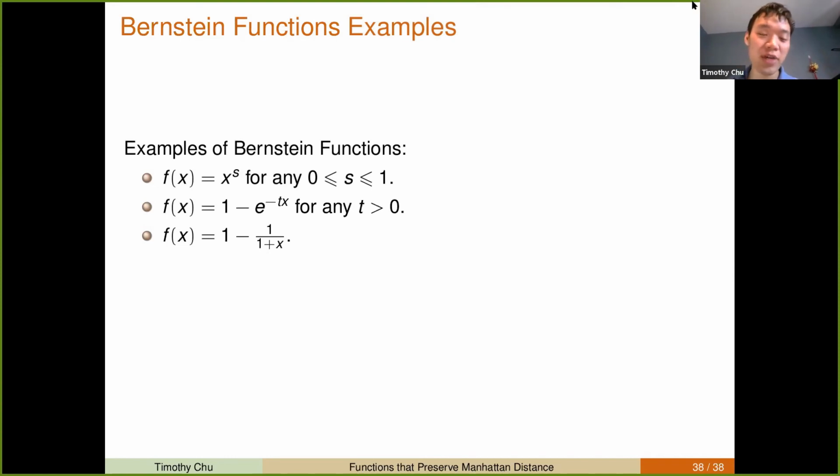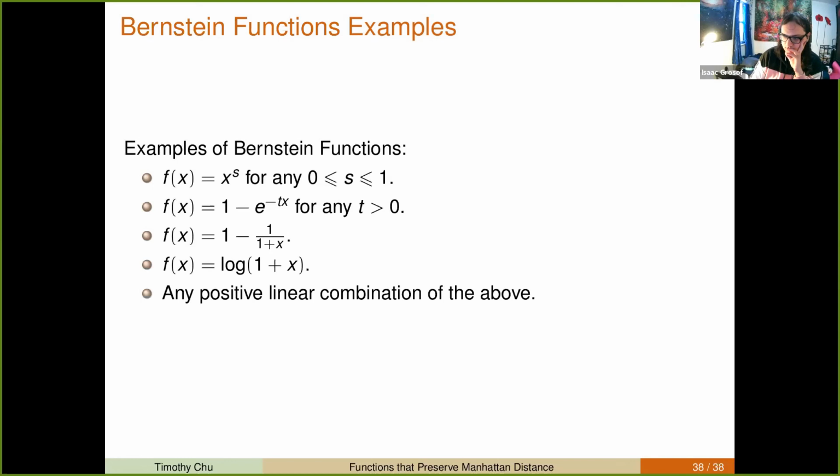I also listed another function, which is 1 minus e to the negative tx. Log 1 plus x also works. And any positive linear combination of the above also works. And as I think Isaac mentioned, there should be a suite of polynomials that may work as well, but I haven't verified that in depth. Right, but this is a suite of Bernstein functions.